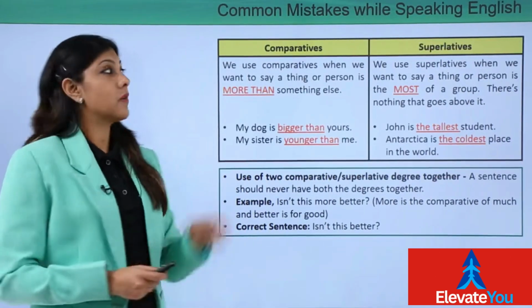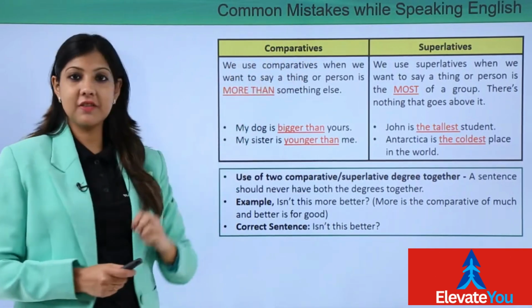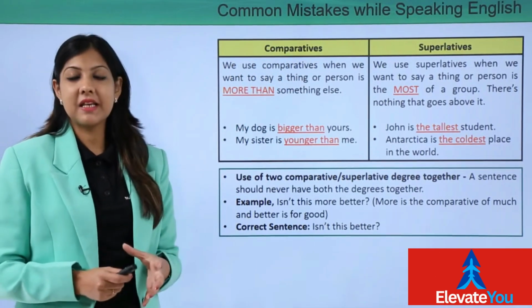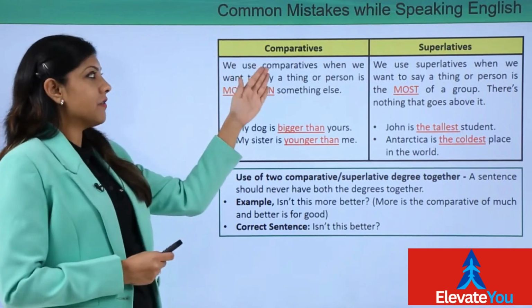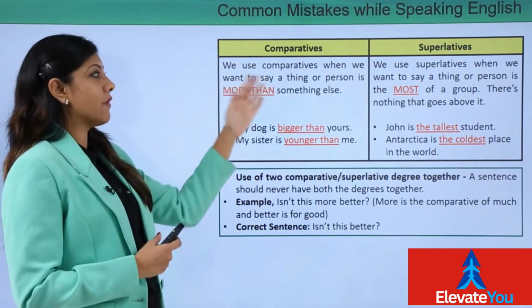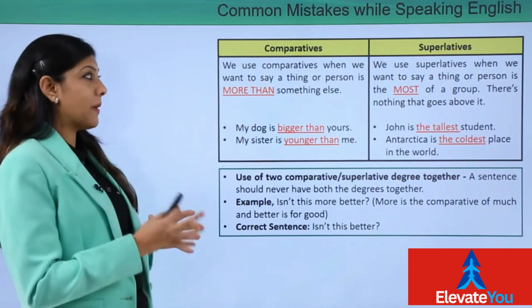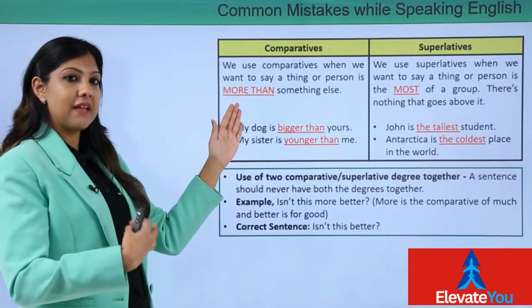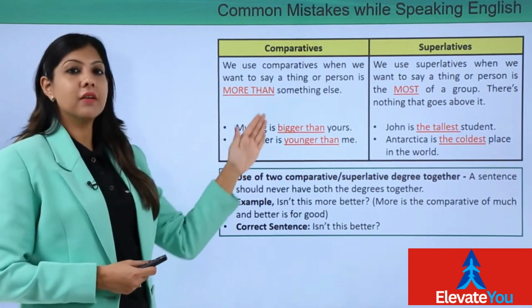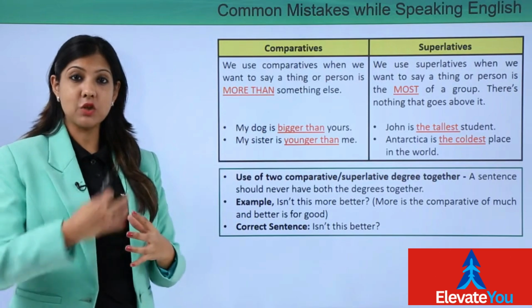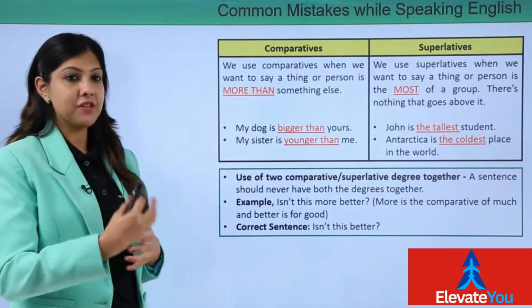Well, now we're going to talk about some comparatives and superlatives. This is again one of the common mistakes or errors which people make while they're speaking in English. Comparative is when we use comparison, when we want to say a thing or a particular person is more than something else. For example, my dog is bigger than yours. So I'm comparing my dog with your dog, and that's comparative.